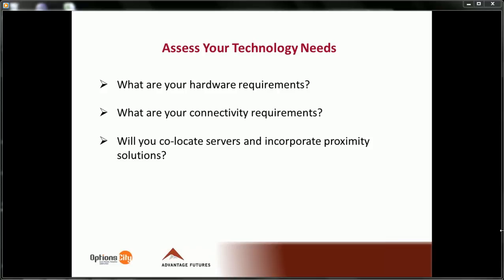That's where Advantage can come in, and we can help you determine what type of hardware requirements you have depending on what you're doing, and what your connectivity requirements are. Will you be co-locating servers or not? Ultimately, every OptionsCity client we have right now is co-locating a server.